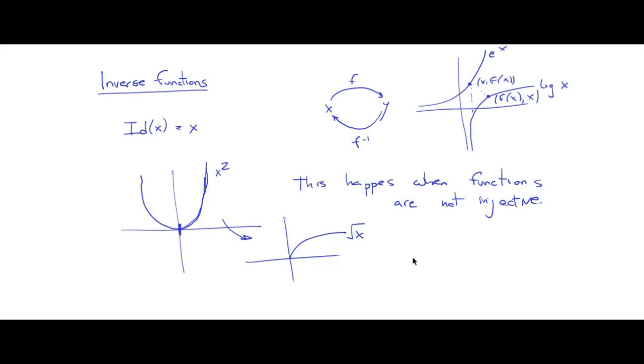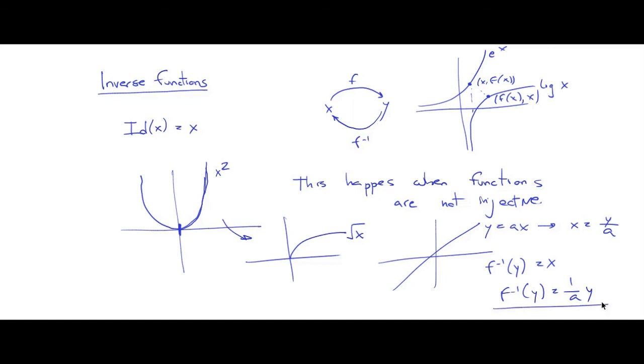But if a function is injective, then you can compute an inverse for the whole of its domain. That's why the exponential has an inverse, which is the logarithm. Lines have inverses, for instance. If you write y equals ax, what's the function f^-1 of y that gives you x? Well, you have to solve for x here. So x is y divided by a. So f^-1 of y is 1 over a times y, for instance.